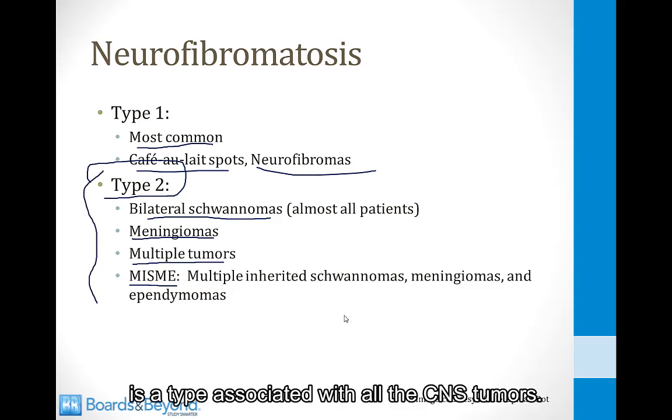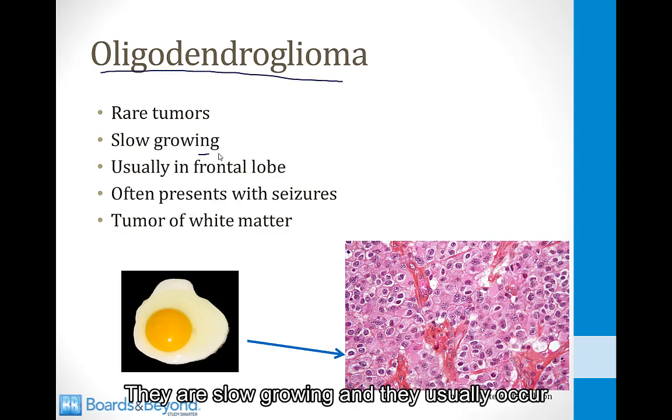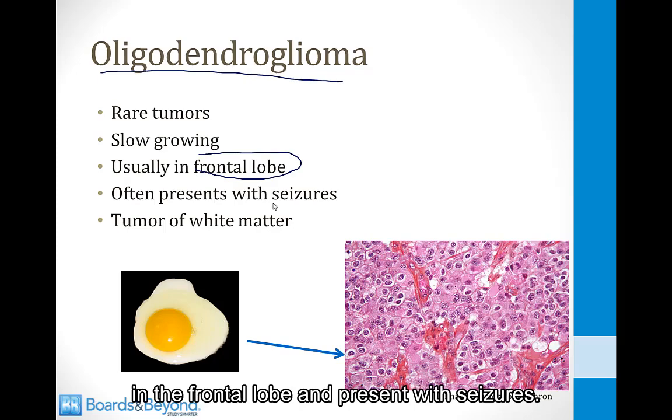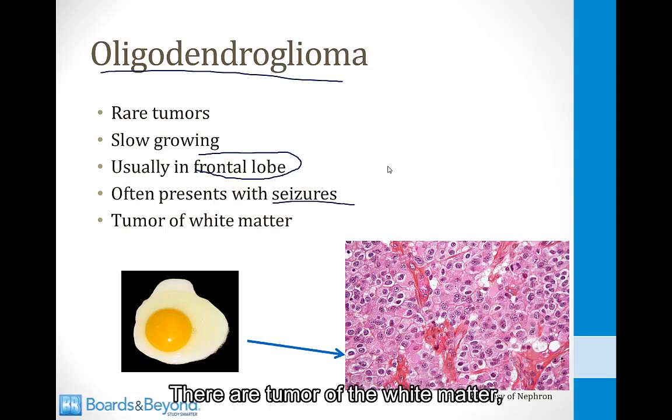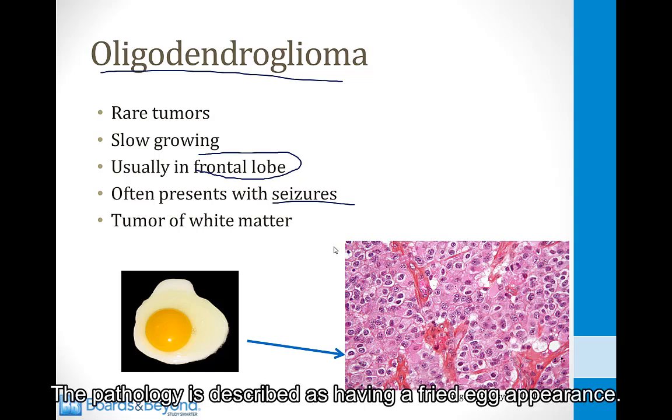Oligodendrogliomas are very rare. They are slow growing, and they usually occur in the frontal lobe and present with seizures. They're a tumor of the white matter, and that's easy to remember because you know that the oligodendrocytes are what myelinate the axons in the white matter. The pathology is described as having a fried egg appearance.